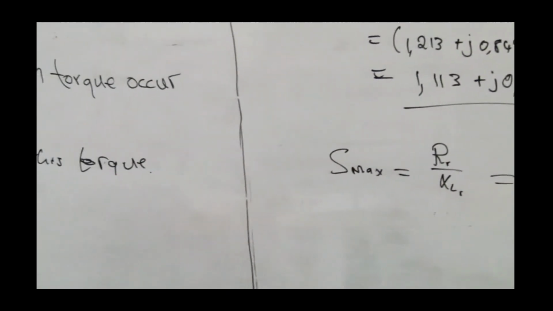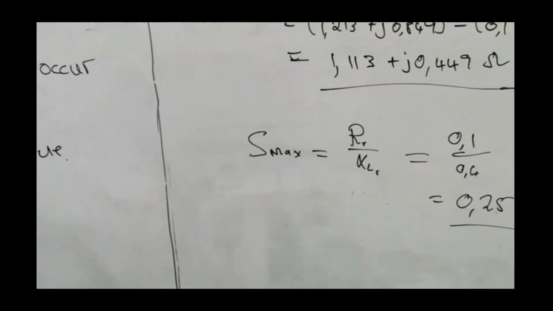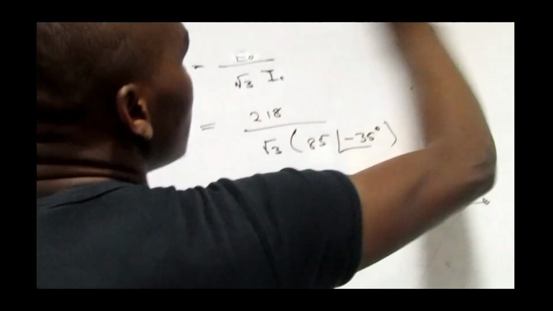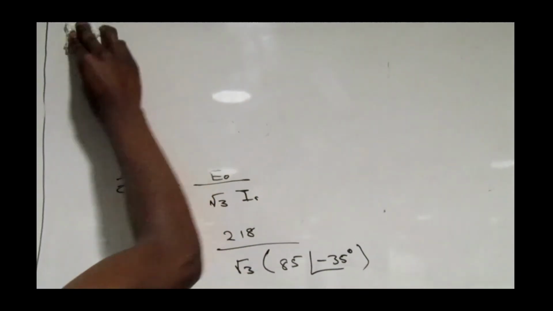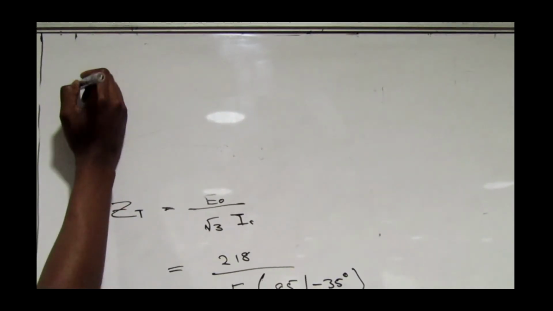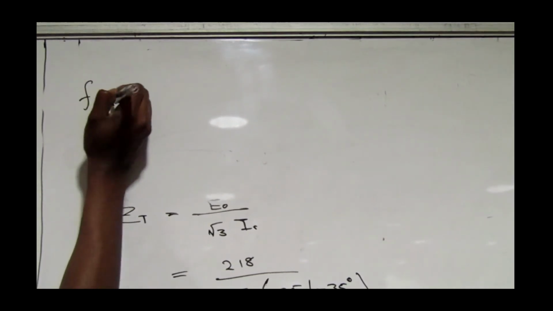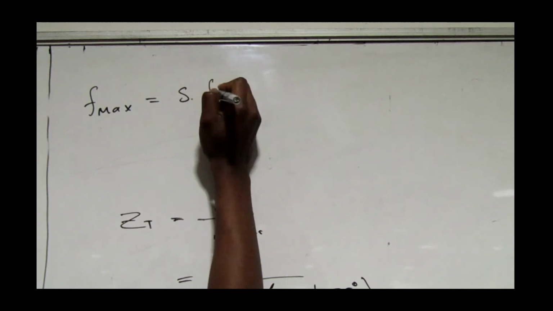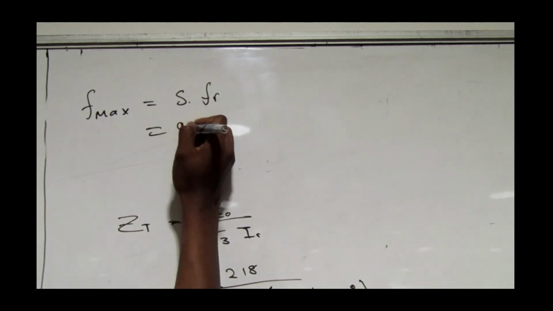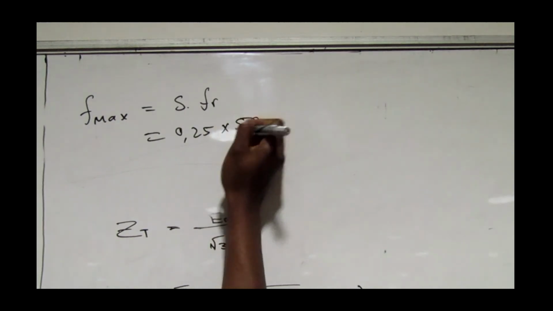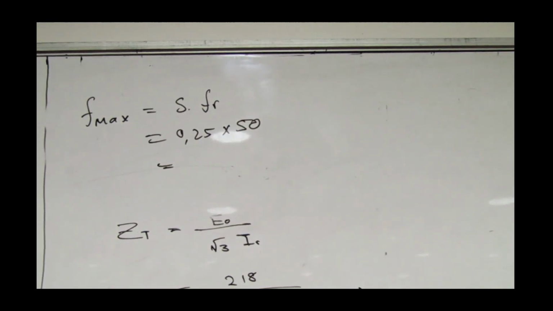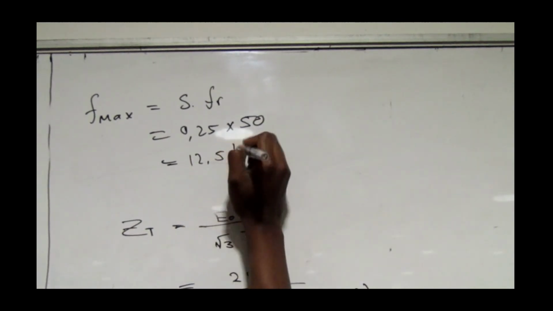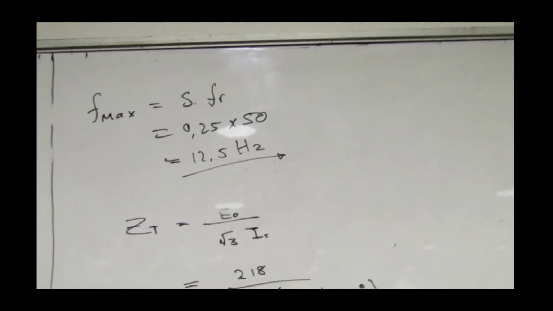Coming to our third question, what will be the maximum frequency at this torque? So now calculating the maximum frequency at this torque. In South Africa, guys, we are using the standard frequency, which is 50 Hz. So the maximum frequency at this torque, F maximum, is just going to be the slip times the standard frequency, which is 50 Hz. So it's going to be 0.25 times 50, which is going to be 12.5 Hz.